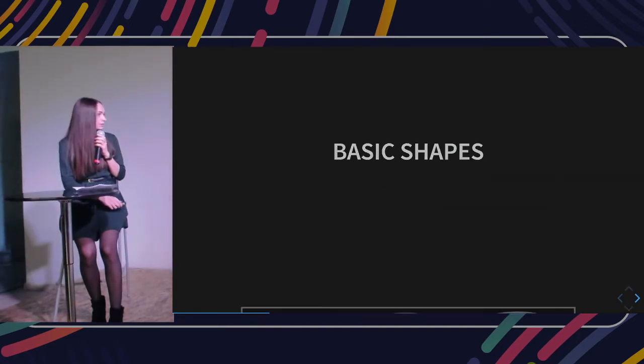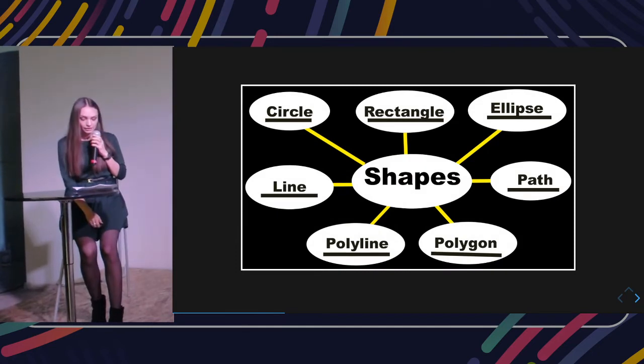Basic shapes. SVG has some predefined basic shapes that can be used by developers: circle, ellipse, rectangle, line, polyline, polygon, and path. You can immediately understand what form each element draws based on its name. Each element, besides the path, draws a shape that we can see on the slide.